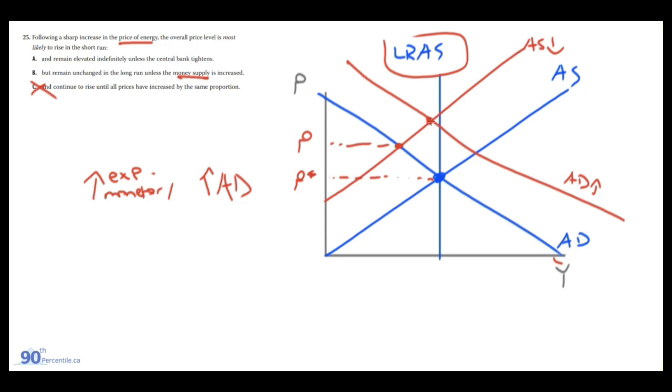We would get increased prices, right? So the question's worded a little bit weird, but basically, if you sift through it, the overall price level is most likely to rise in the short run, but remain unchanged unless aggregate demand is increased, which is true. Because if nothing else happens, the price levels are going to stay right here.